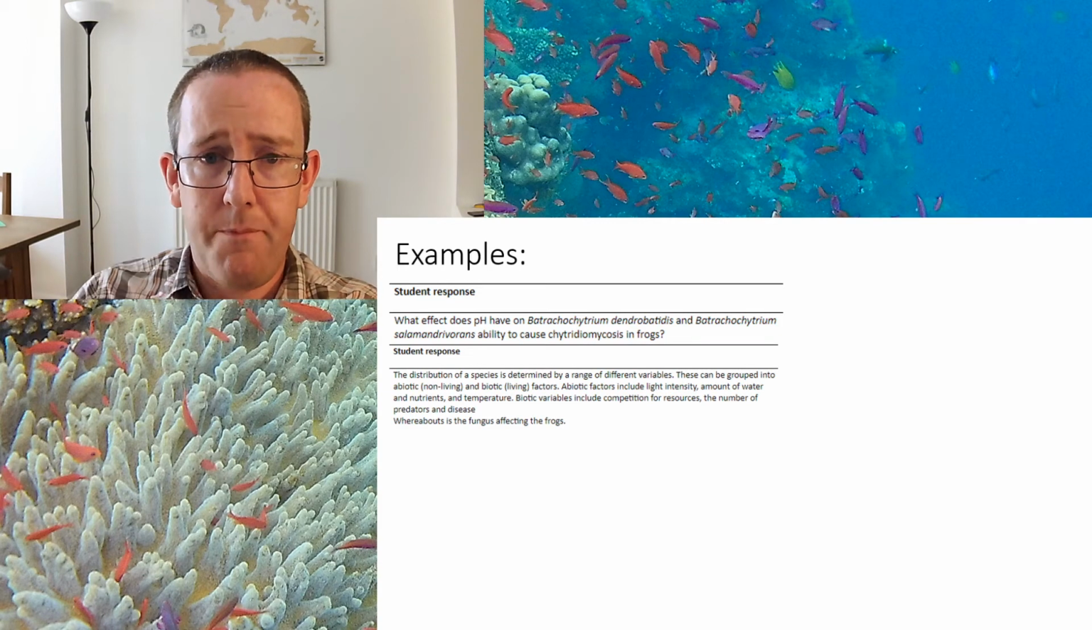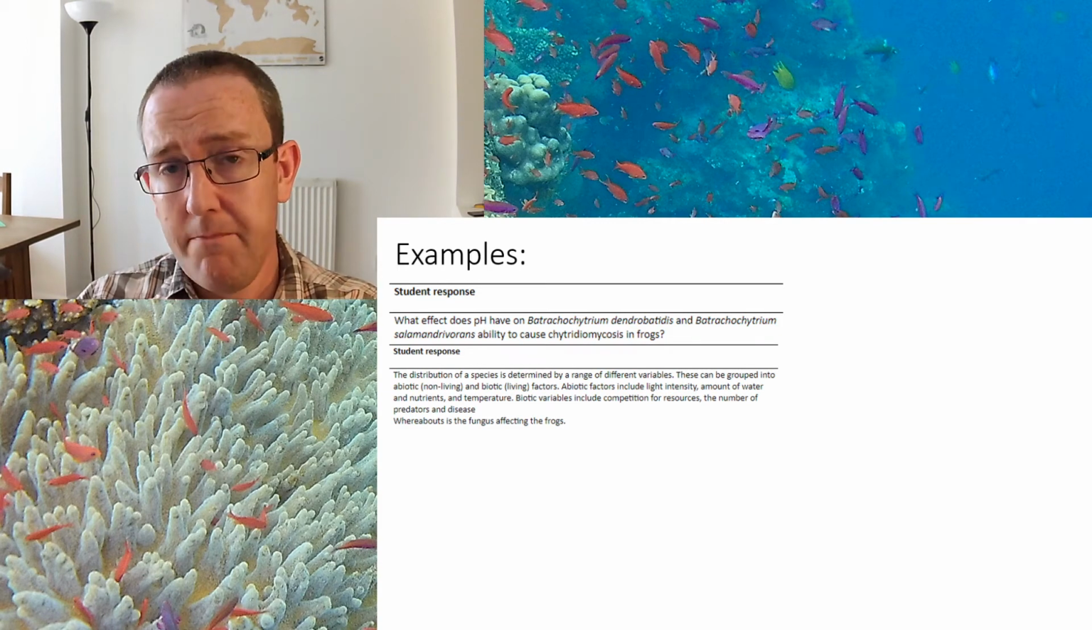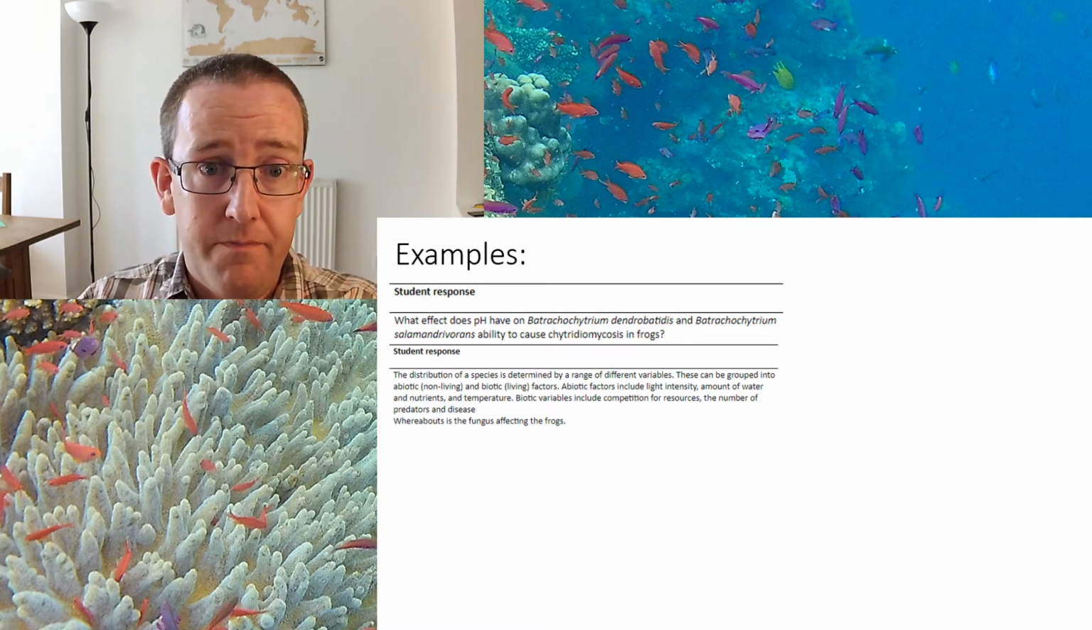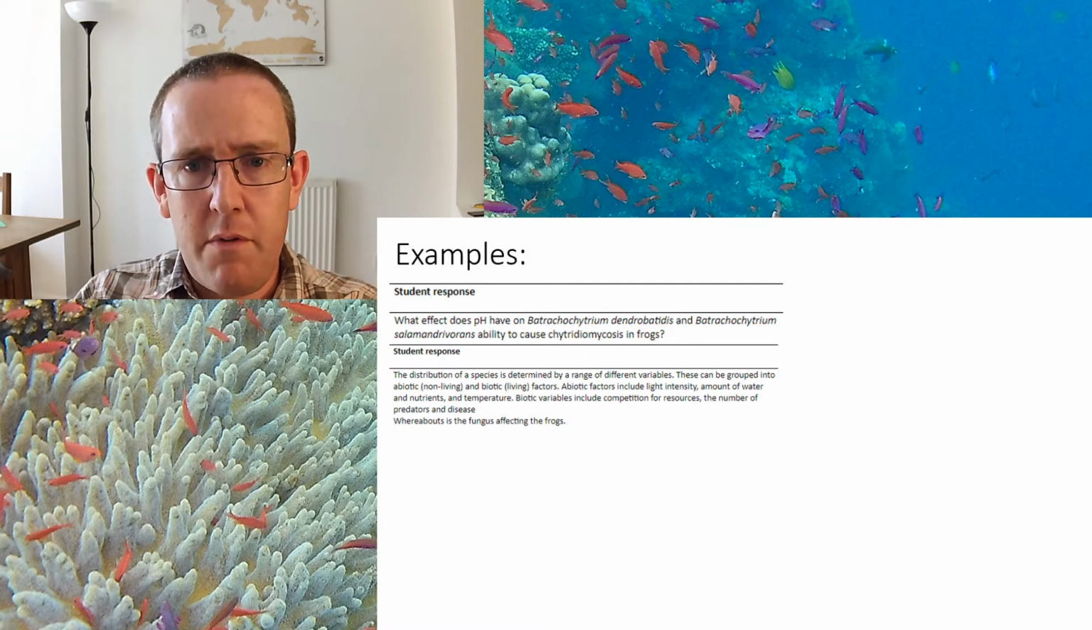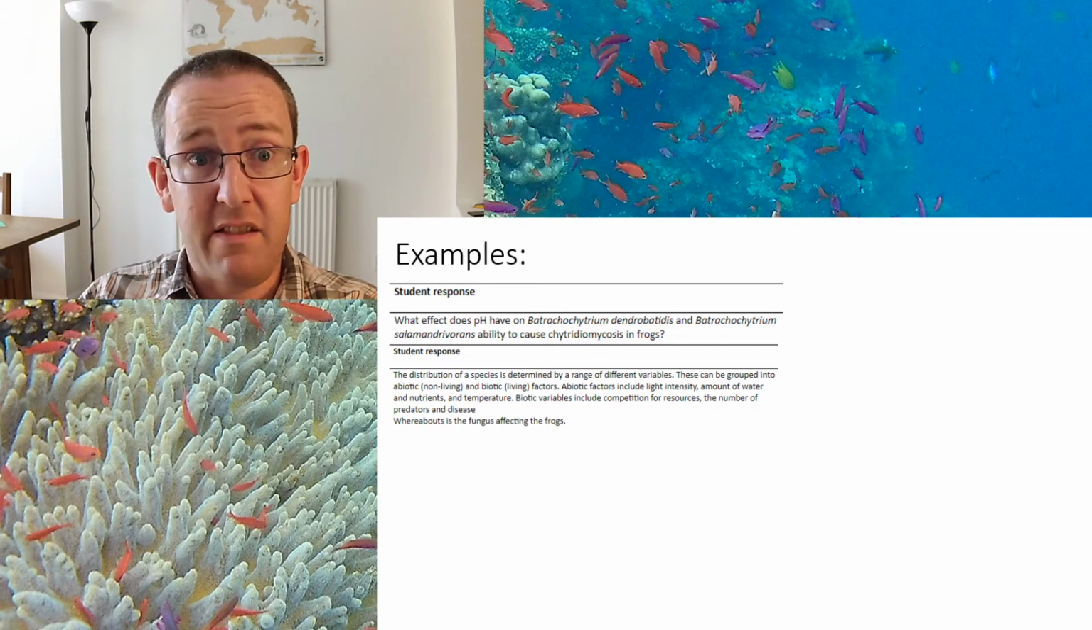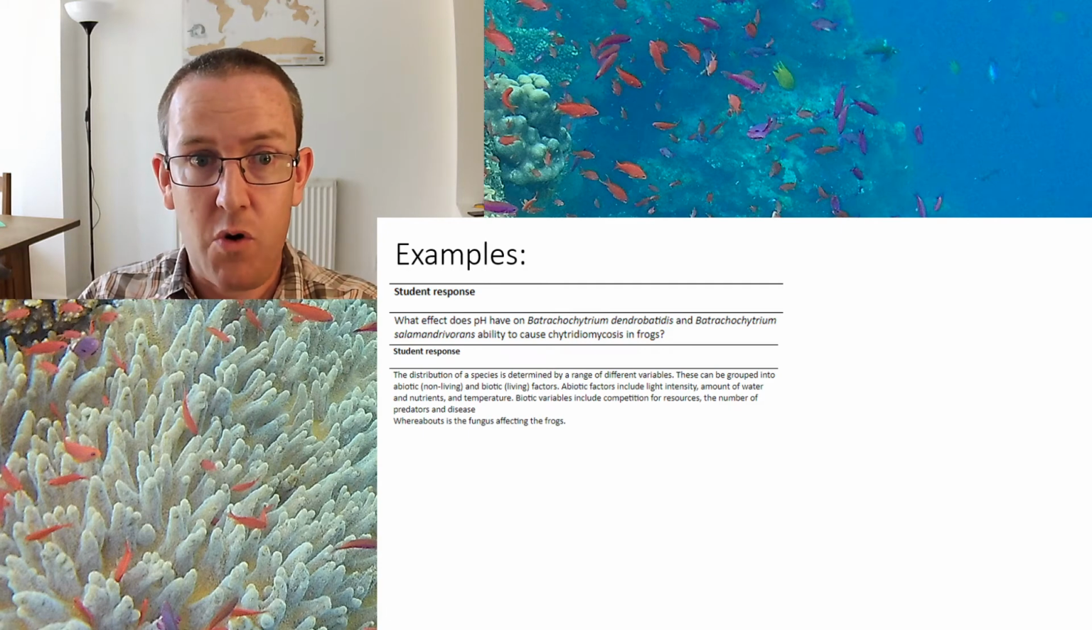This one, however, is really good theory, but this is a copy of the textbook. Okay? So it's not a question. The distribution of species is determined by the range of different variables. These can be grouped into abiotic and biotic living factors. Abiotic factors include light intensity, amount of water, nutrients, and temperature. Biotic variables include competition for resources and number of predators and disease. Thanks, I think. It's not a question.